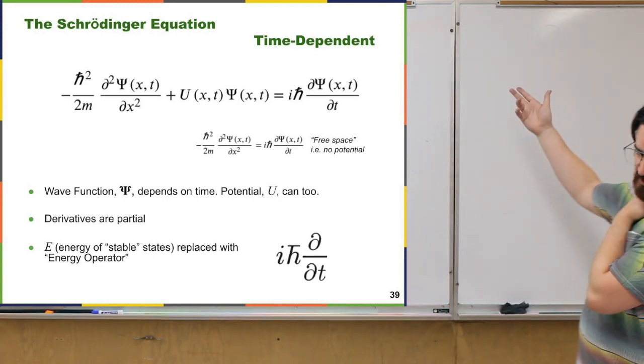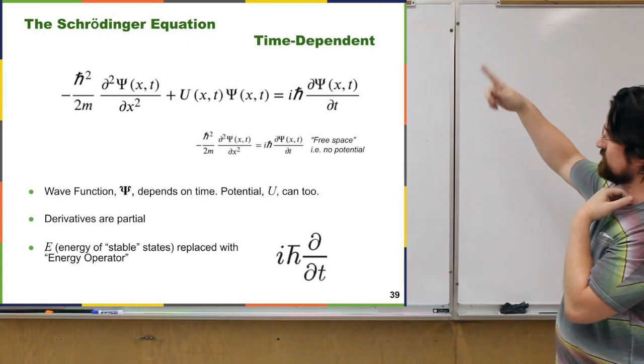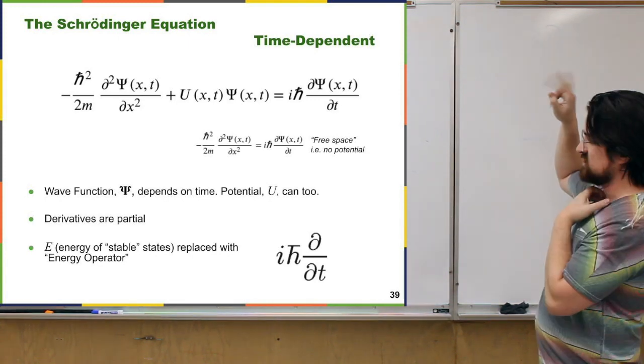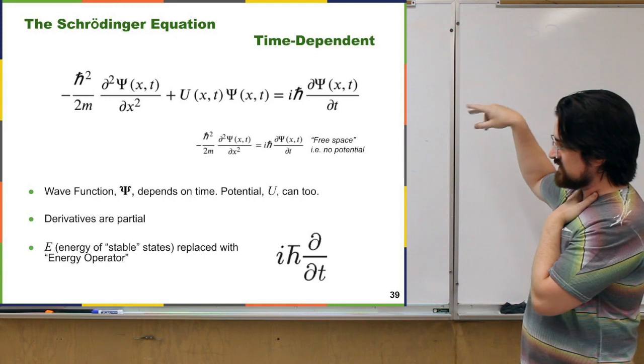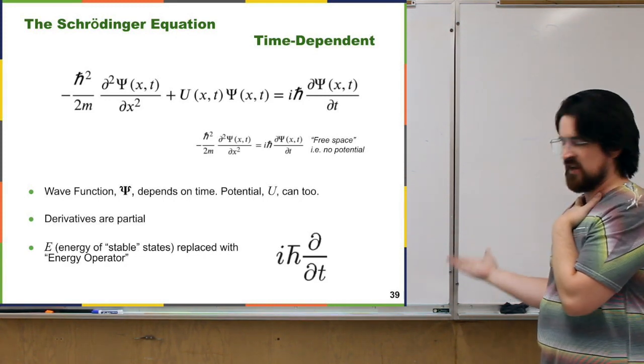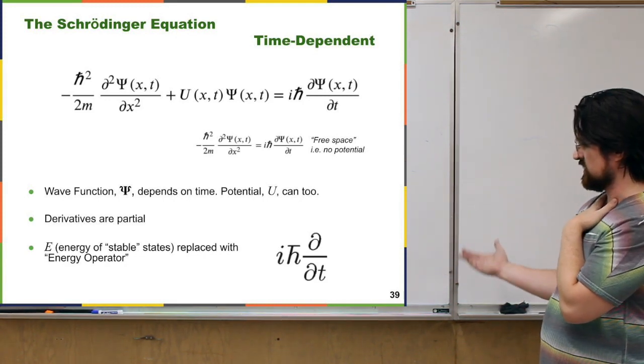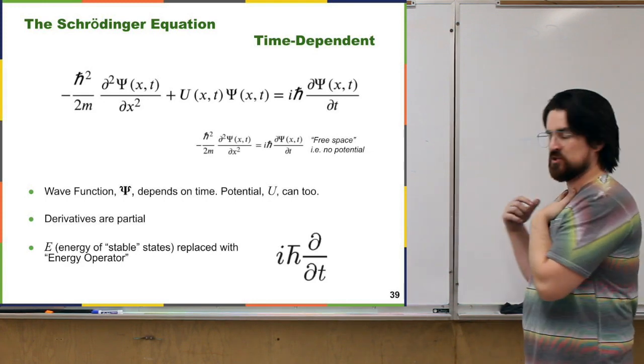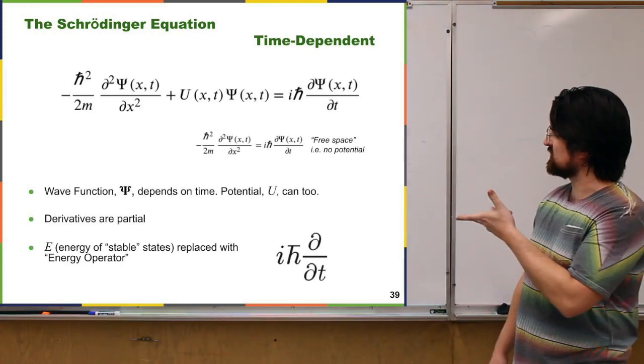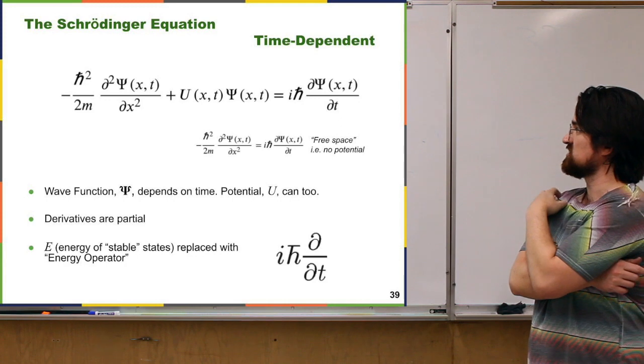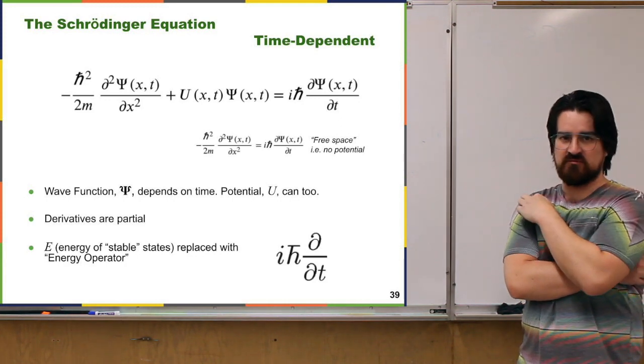So if you look at the time-dependent Schrödinger equation, there's something else now. It's not E, there are not stationary states anymore. That E gets replaced by the energy operator, which ends up being i h bar times the first derivative in time. And the last thing maybe to say about this is that this is a non-relativistic wave equation.